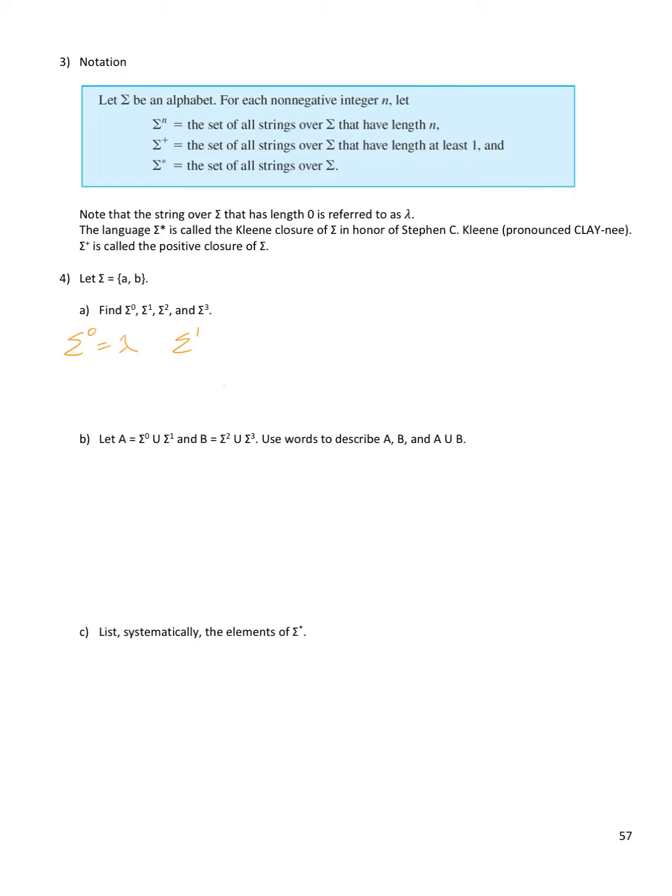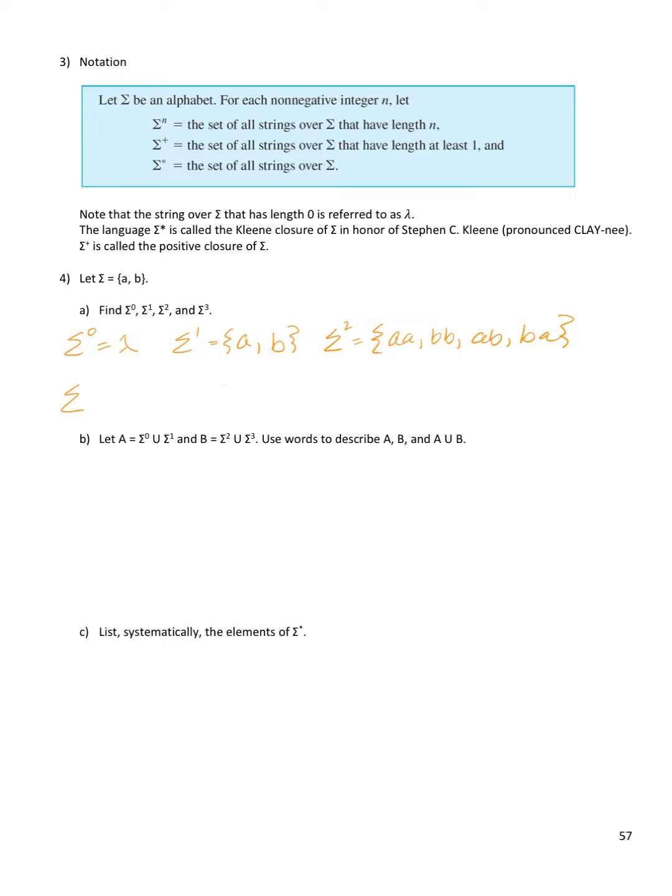Sigma 1 is the set of all strings over sigma that have length 1. So that would just be A and B. Those are all the strings of length 1 made up of A's and B's. Sigma 2, those are all the strings of length 2 made up of A's and B's. So we could have AA or BB or AB or BA. That's all of them.